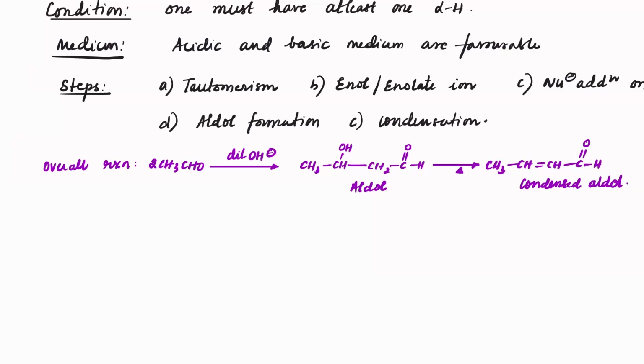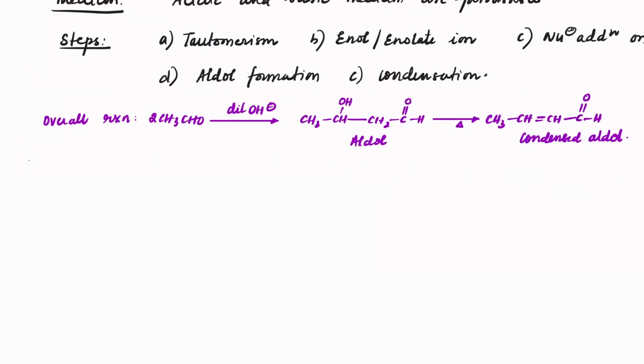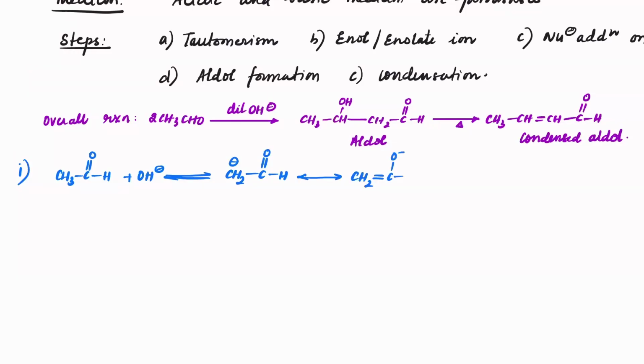Now let's check the mechanism step by step. The first step: CH3C double bond OH, if you treat it with OH minus, will first form an enolate ion, CH2 minus C double bond OH. This enolate ion will be in conjugation as CH2 double bond C, O minus and H. Both of these are enolate ions; they are just resonating structures.